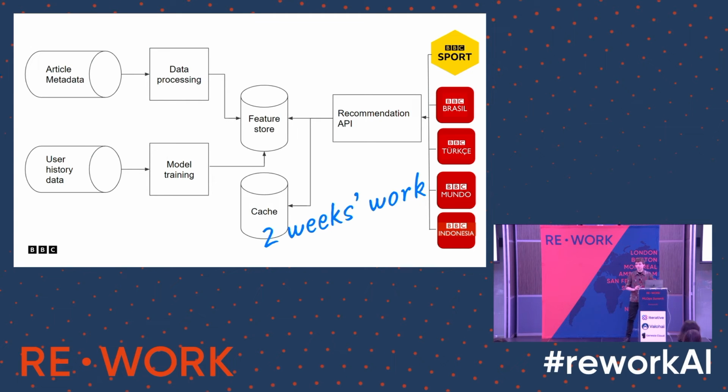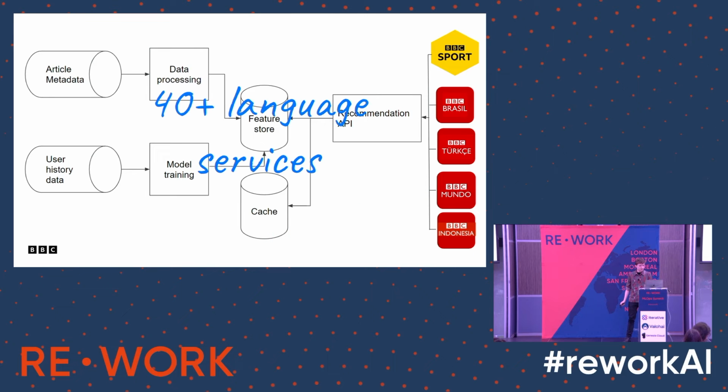The slowest part of the process is actually the editorial feedback process that we are required to go through before putting these models live into production, just to make sure that they meet all of the BBC's standards, and I'm going to come back to that a bit later in the talk. But yeah, this quick iteration is really important because we have over 40 language services on World Service alone.